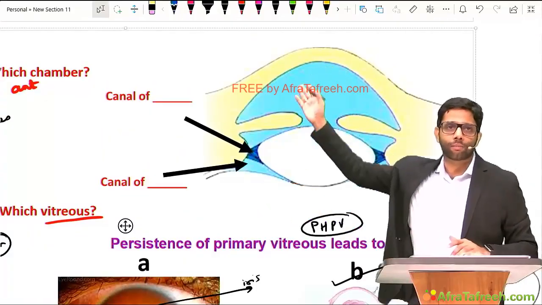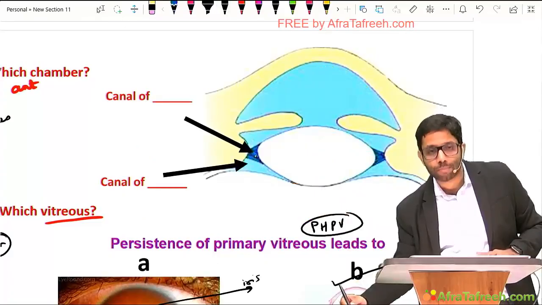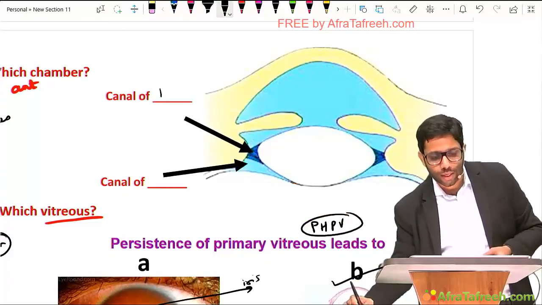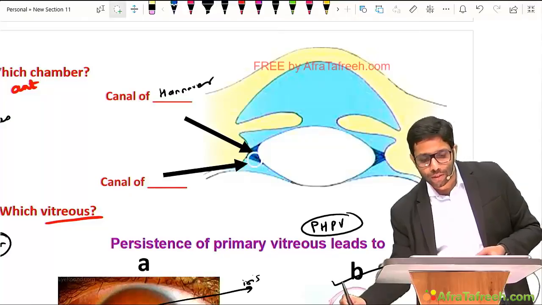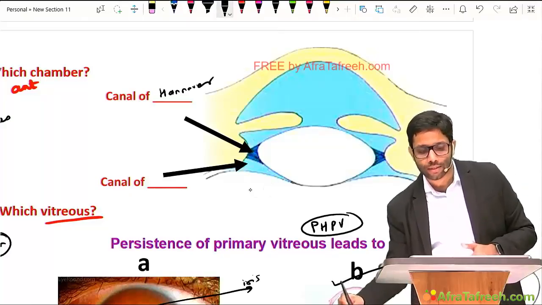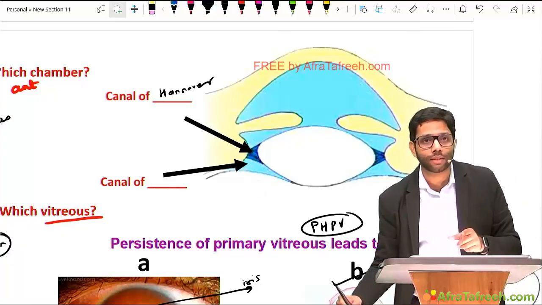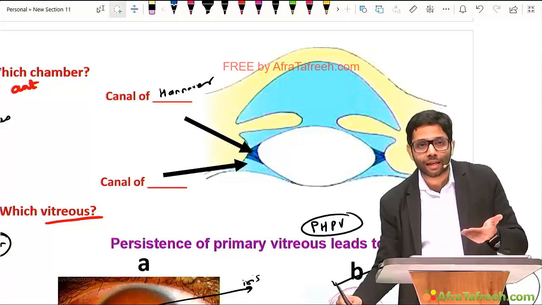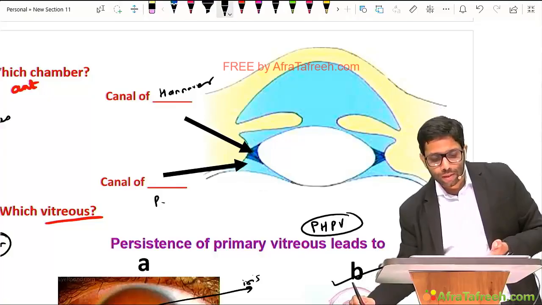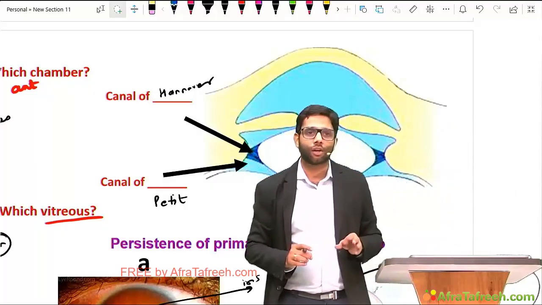Now anatomically, which segment is this? This is the anterior segment. Okay, this is the lens and these are the zonules. The space between the zonules is known as the canal of Hannover. And the space between the zonules and the vitreous, anterior vitreous, the other name of vitreous is hyaloid. Which hyaloid is this? Secondary vitreous. This anterior vitreous, anterior hyaloid and the zonules, the space between is known as canal of Petit. Space between the zonules and the hyaloid is canal of Petit.